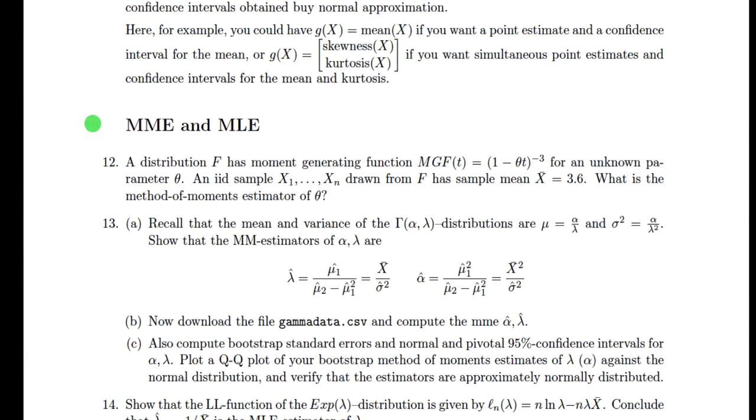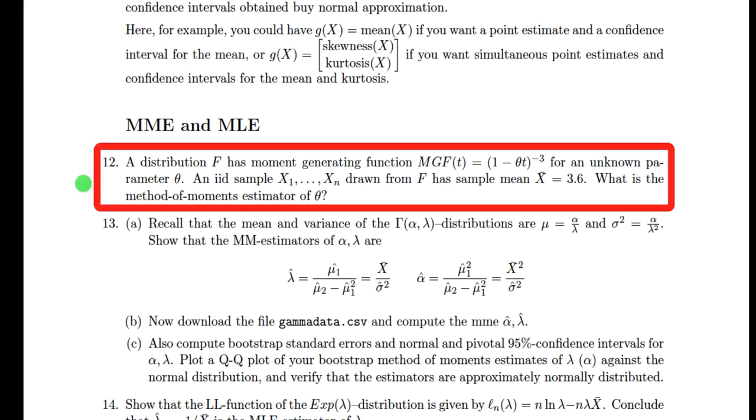Consider now the following problem. A distribution f has a moment generating function given as follows, as a function of t. It's 1 minus theta t to the power minus 3 for an unknown parameter theta. An IID sample x1 up to xn drawn from f has sample mean x bar 3.6. What is the method of moments estimator of theta?